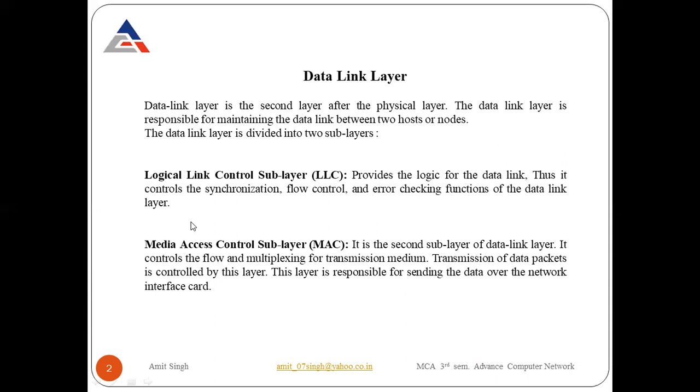It is the second sublayer of the data link layer. It controls the flow and multiplexing for transmission media. Basically, it controls the flow, the same function performed by the logical link layer, controlling the flow of data. This layer is also responsible for controlling the flow and multiplexing of the transmission medium. And we all know what multiplexing is; we discussed multiplexing and demultiplexing in previous lectures. So it can implement the functions of multiplexing. Transmission of data packets is controlled by this layer.